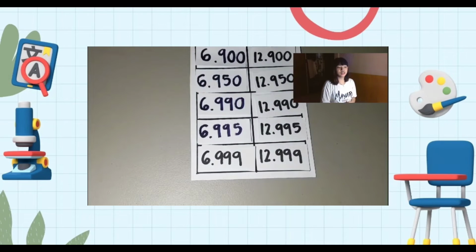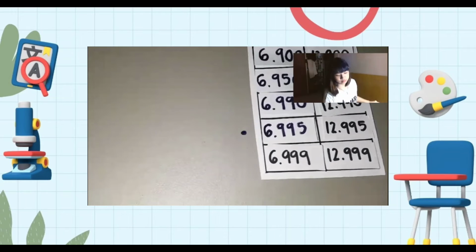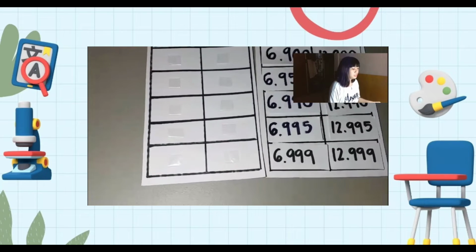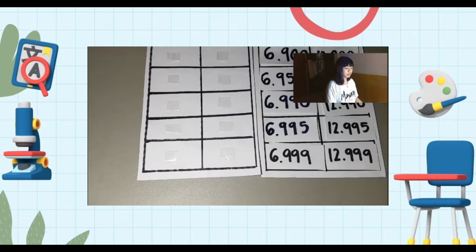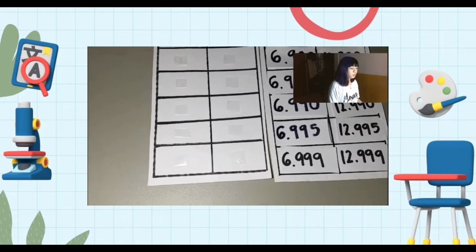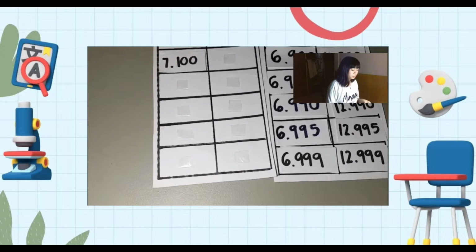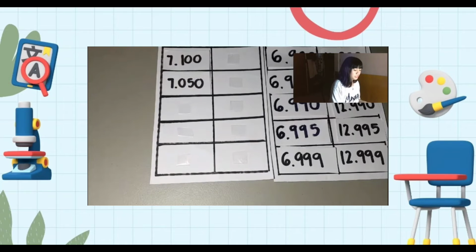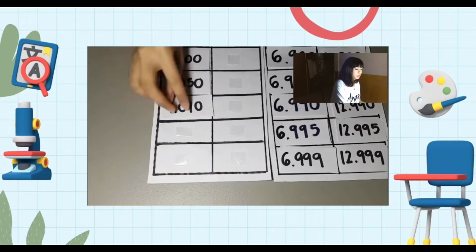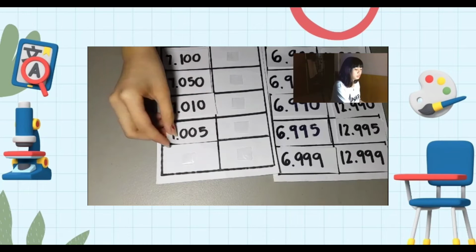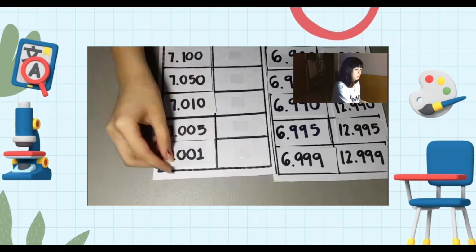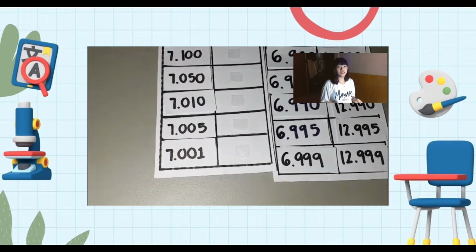Next, we are going to calculate the right-hand limit. So we have another table of values, and it says here x is greater than 7. So we need to think of any values that are greater than 7 but still close to number 7. Again, we can input values like 7.100, 7.050, 7.010, 7.005, and 7.001. Again, these are examples of values that are greater than 7 but still close to 7.